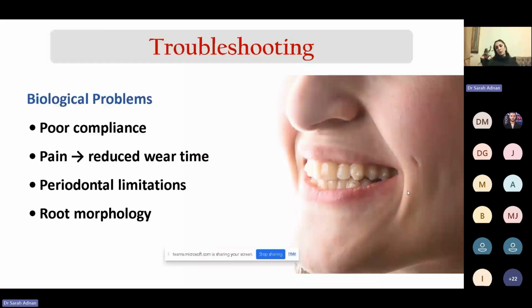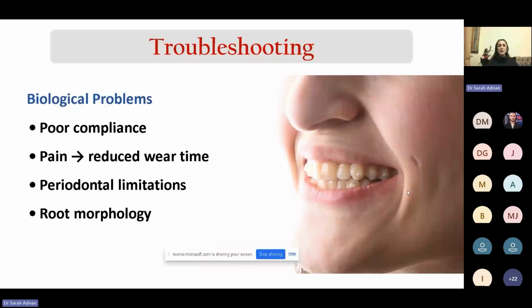If there is a periodontal limitation, such as gum recession or an inadequate amount of bone, this should be addressed during the planning, such as using auxiliaries, using couple force, and planning retraction, to prevent any damage to the periodontium.